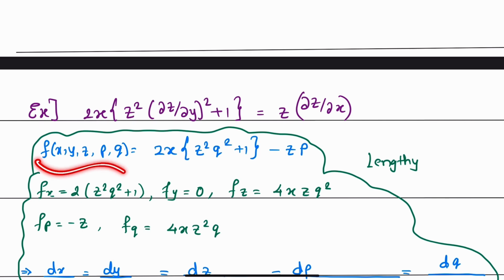Now once we have F, if we find fx, fy, fz, fp, fq like we did earlier, where fx was dou f by dou x, dou f by dou y, dou f by dou z, and similarly dou f by dou p and dou f by dou q of this particular equation, we will get these terms.